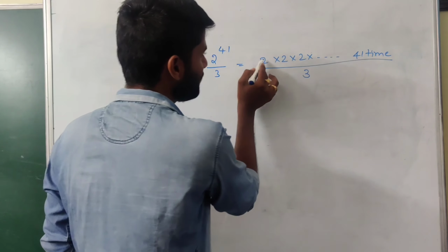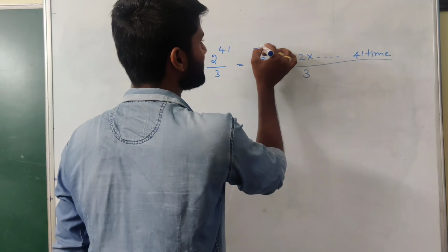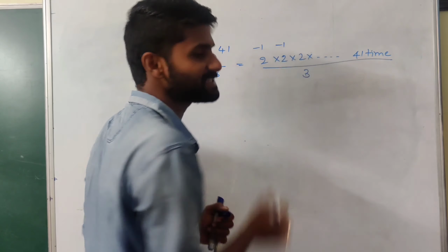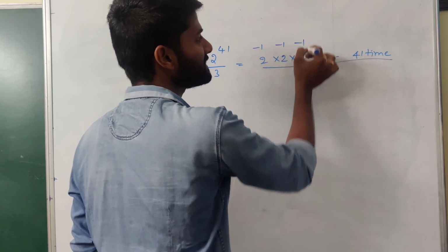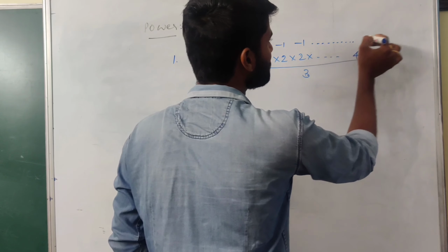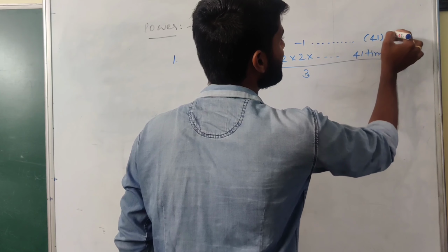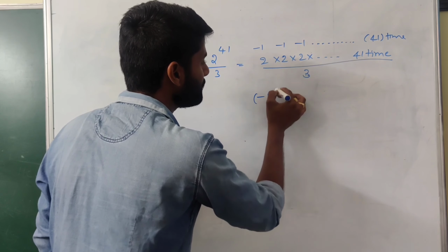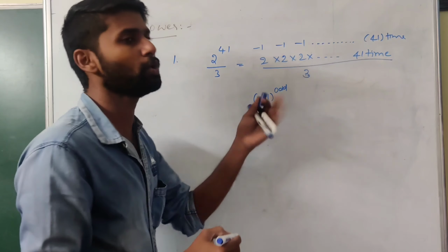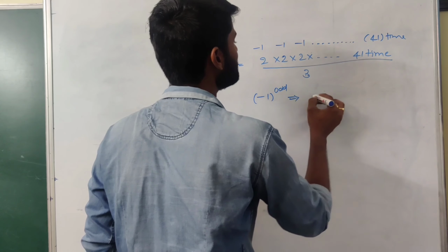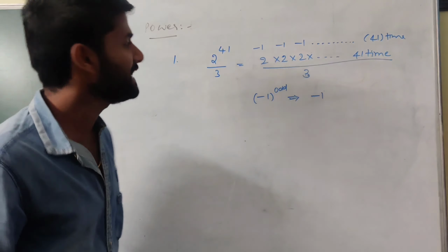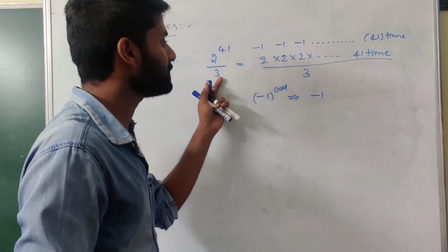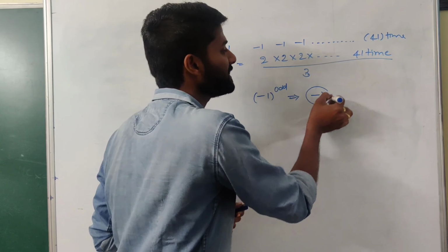Then see, if 2 divisible by 3, we get minus 1 as the remainder. 2 divisible by 3, again that is minus 1. So we get minus 1 in 41 times. It means minus 1 whole power odd number. If minus 1 whole power odd, definitely the value is also minus 1. It means 2 power 41 divisible by 3, we get minus 1 as the remainder.